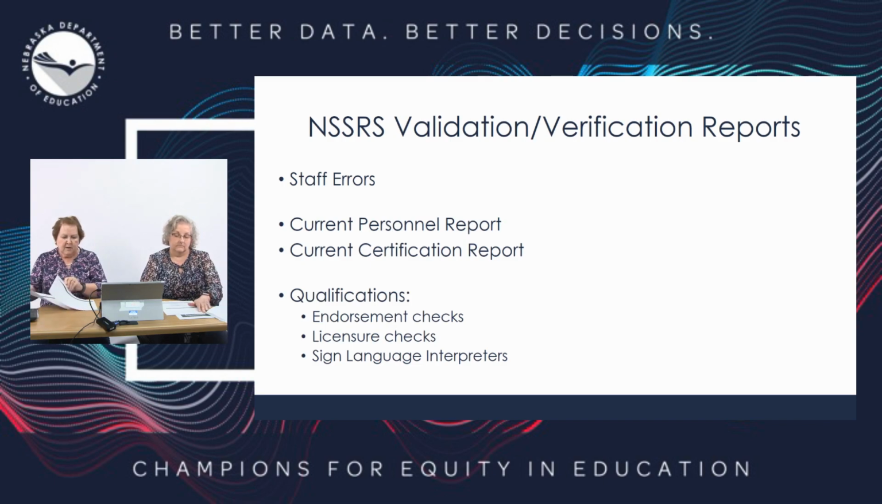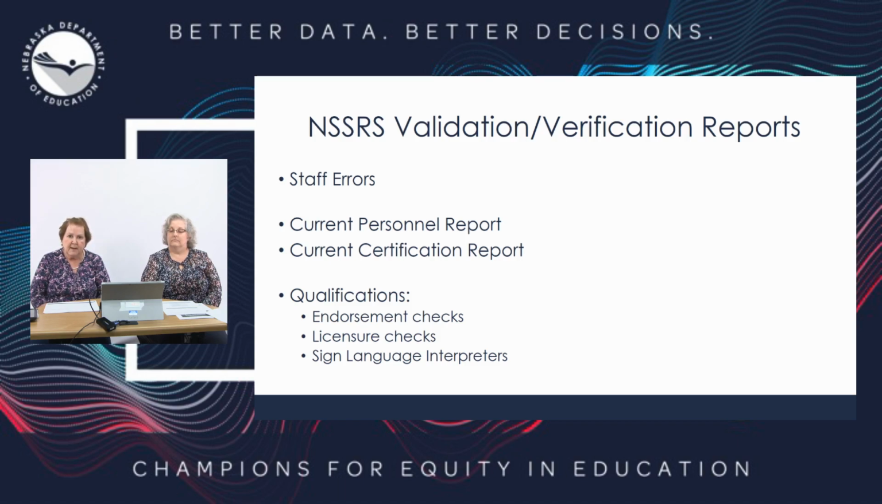Now there are reports, and we've actually expanded them some since last year. The reason we did that is to make sure that you would know what kind of data would be included in the reimbursable grants management programs. Under NSSRS validation, which again is located under the Student and Staff tab in the portal, are staff errors, and there are some validation and verification reports.